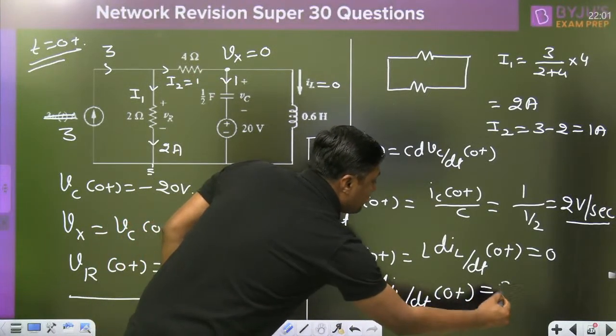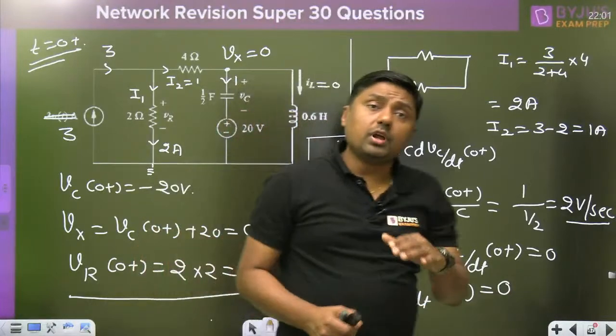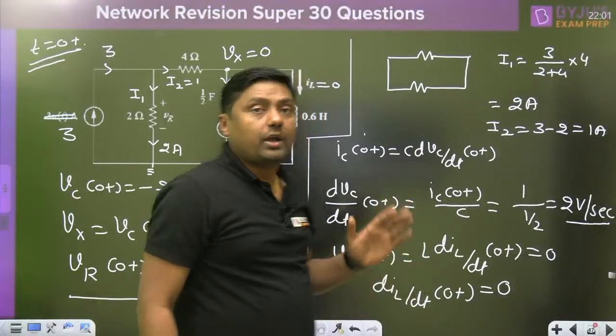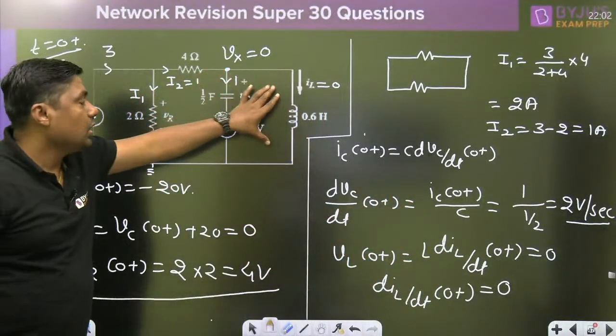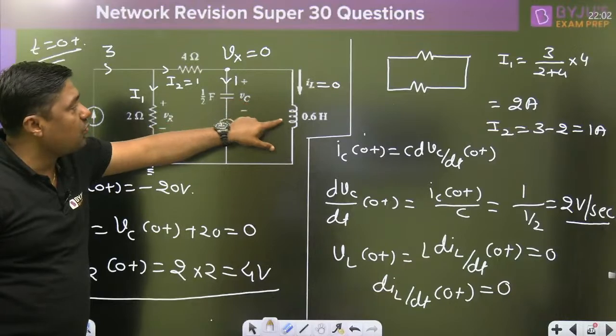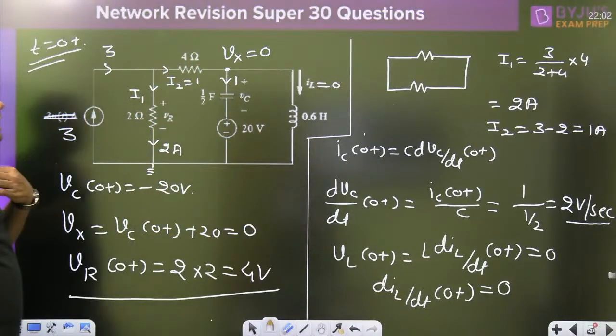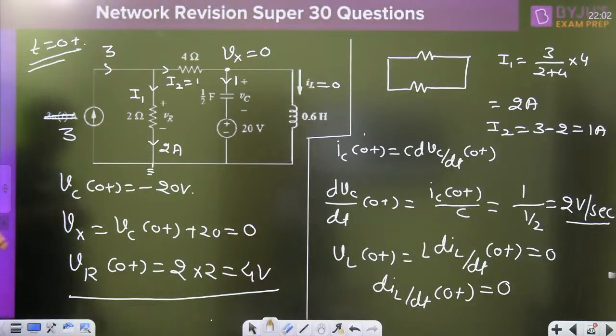will become what? 0. The initial current through the inductor is 0, and the rate of change of the current through the inductor is also 0. Why 0? Because that voltage is 0. No doubt, an inductor allows a sudden change of voltage, but the initial voltage is 0, and that's why we are getting this value.